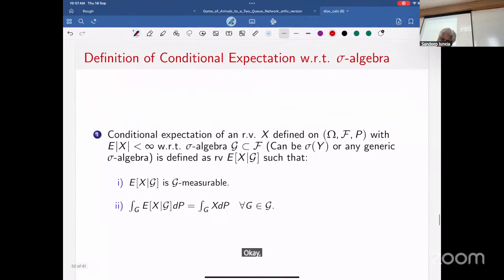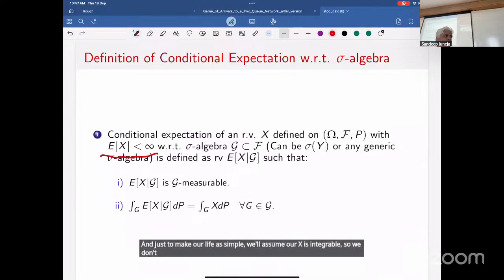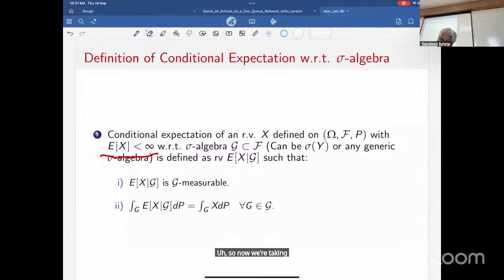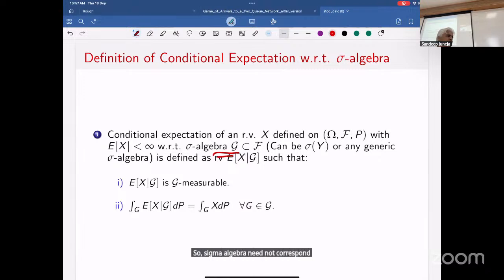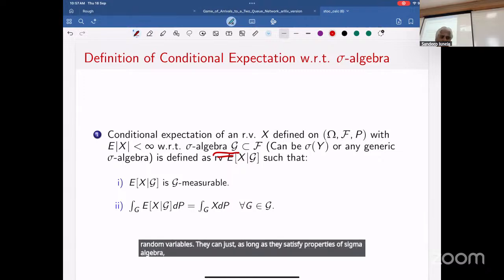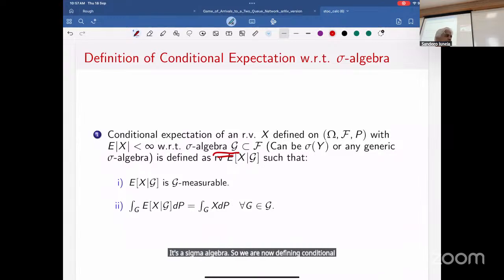Okay, so the conditional expectation of a random variable X defined on the space (Omega, F, P). And just to make our life simple, we'll assume our X is integrable, so we don't have to worry about infinity minus infinity situations. So now we're taking conditional expectation with respect to a sigma algebra G. The sigma algebra need not correspond to just random variables. As long as they satisfy the properties of a sigma algebra, it's a sigma algebra. So we're now defining conditional expectation not with respect to random variables, but with respect to a sigma algebra.